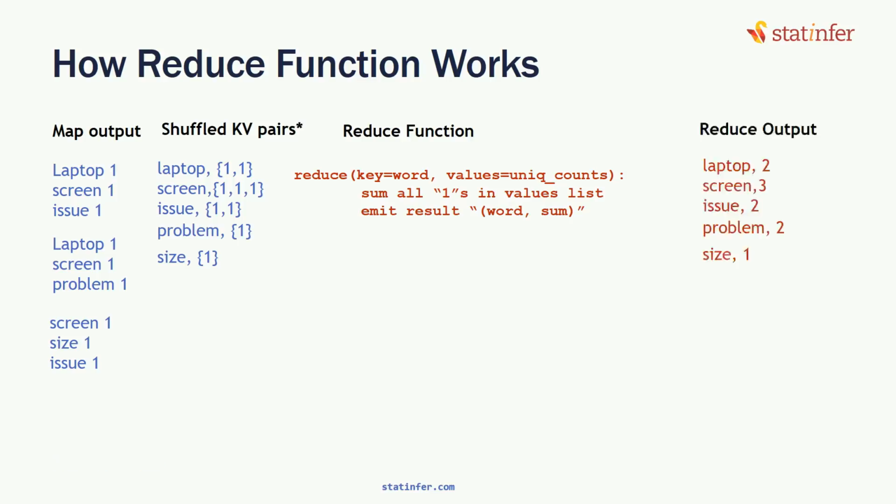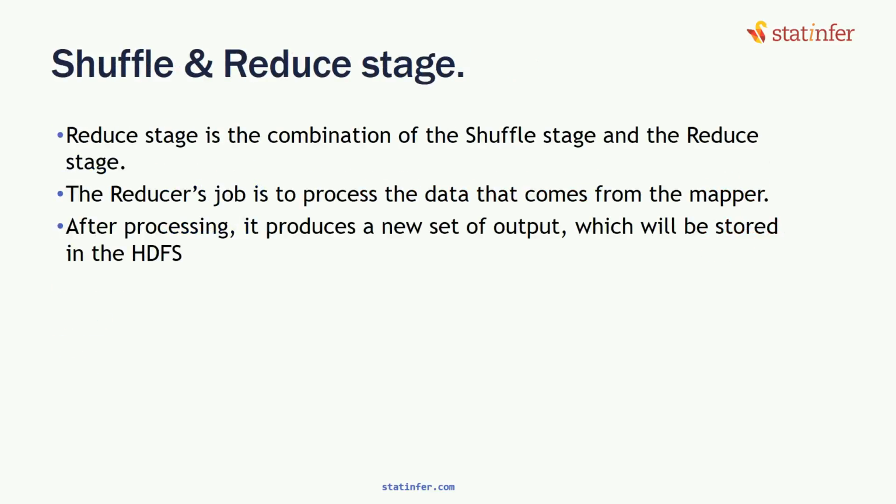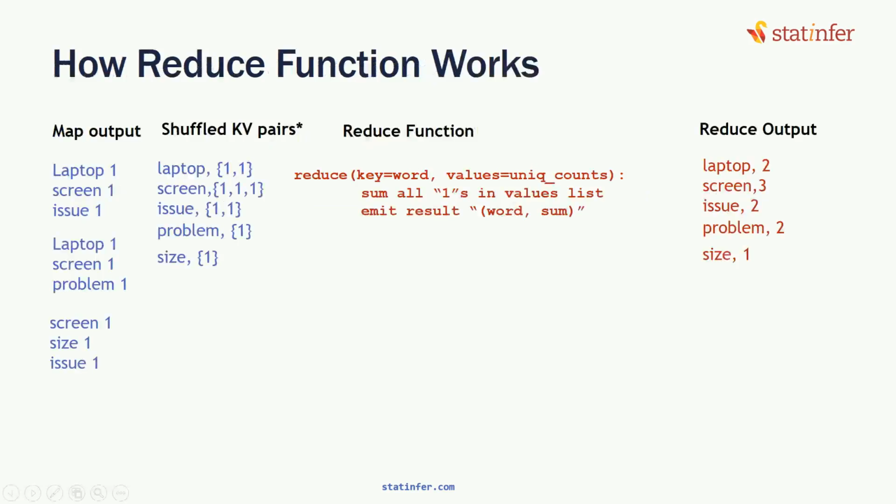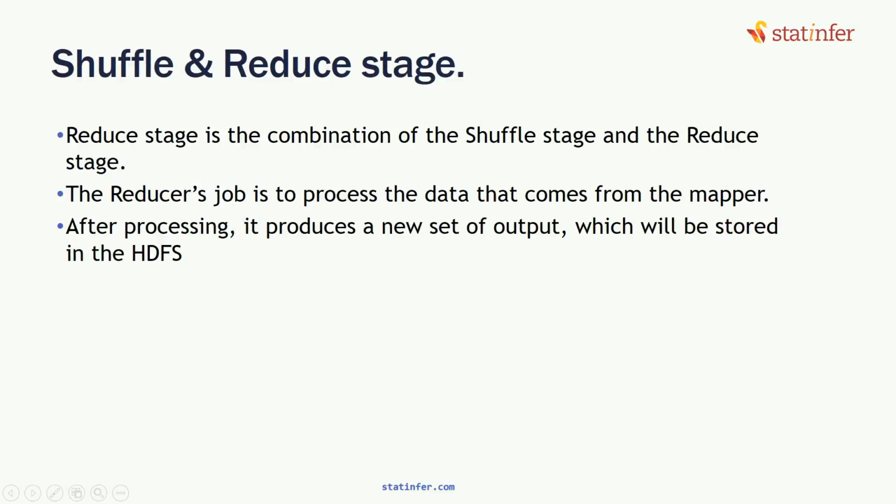If you pass it through the reduce function, laptop appeared twice. So the reduce function will just give each word and the sum of counts, the number of times that word appears, as the output. So that is what the reduce function is doing. The reduce stage is not just reduce, it is actually shuffle and reduce. The reduce stage is a combination of the shuffle stage and reduce.